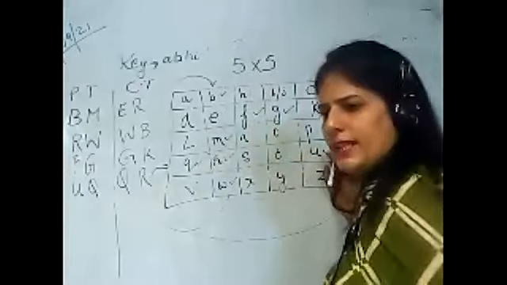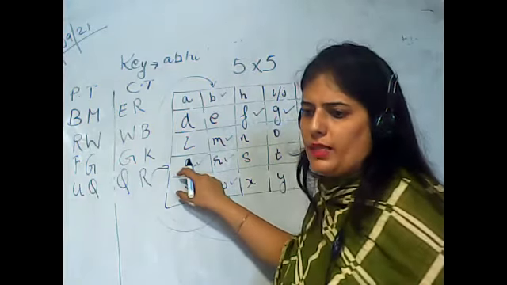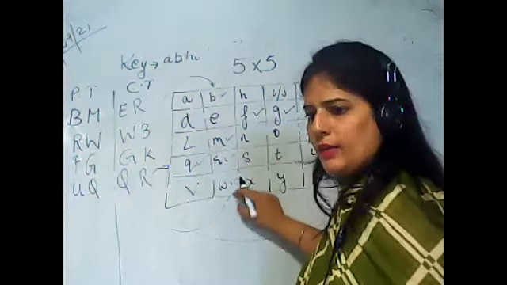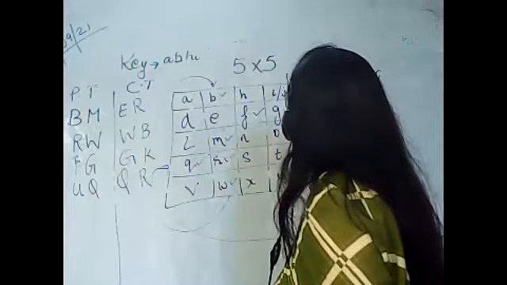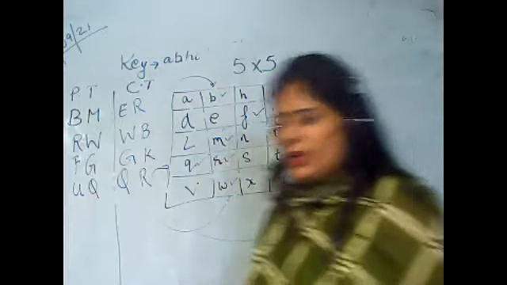So if it is the last alphabet, then we have to move to the very first alphabet of the same row or column. In the column case, this was the last alphabet, so it moved towards the starting one. In the case of the row, you can see that this is the last element, so it moved to the first element. Okay.